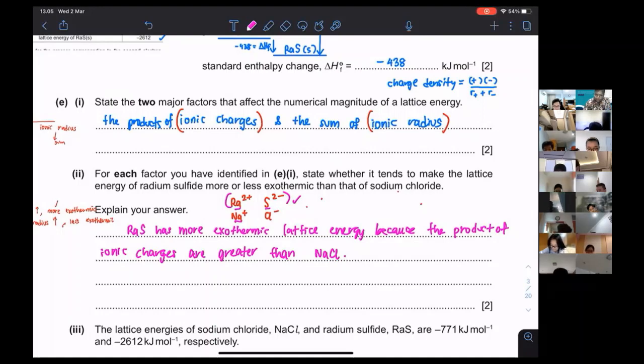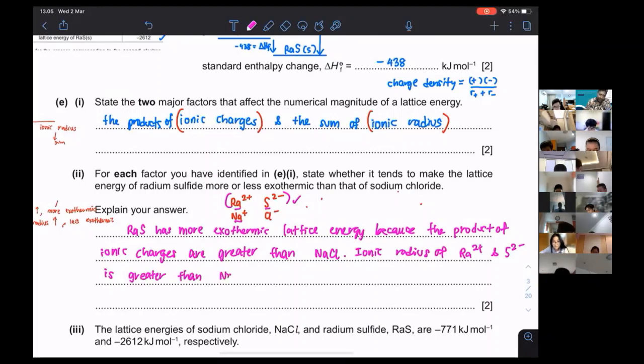So the ionic radius of RaS, Ra2+ and S2-, is greater than Na+ and Cl-.